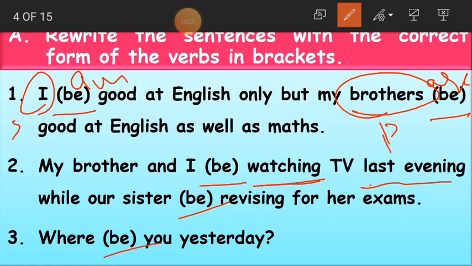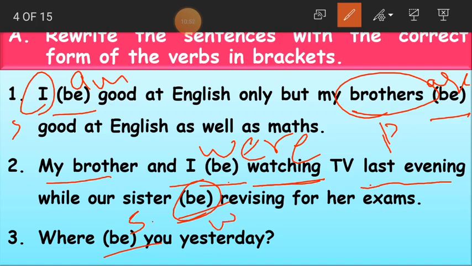So that's why this sentence is in past tense, and now according to that we have to change the verbs. My brother and I, because it is past tense here, be. So we are talking about two, whom? My brother and I, both of us. So what this becomes? Were. Why? Because two persons here. It's in plural form. That is why it is were. Watching TV last evening while our sister, singular form, past tense, was. Was revising for her exams. Clear, children? Hope you are able to follow me.